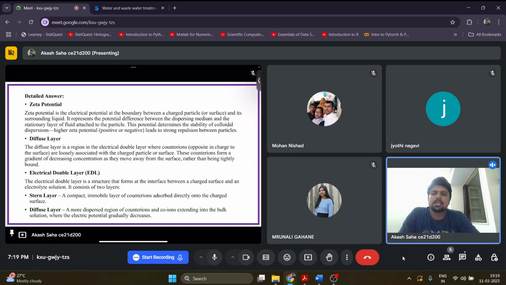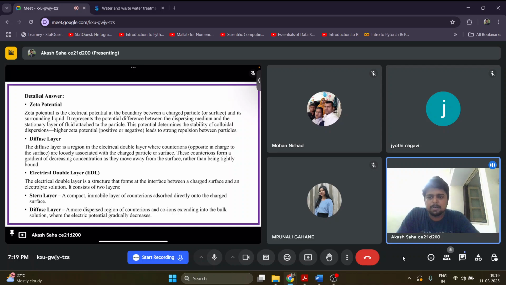Then what is the diffuse layer? The diffuse layer is the region within the electrical double layer where the counter ions, or the opposite charge ions, are loosely associated with the particle. Between the counter ions and the particles, whatever layer there is, we call it the diffuse layer. These counter ions form a gradient of decreasing concentration as we move away from the surface. Closer to the surface, more counter ions will be present, and as we go far from the surface, the concentration will go down.